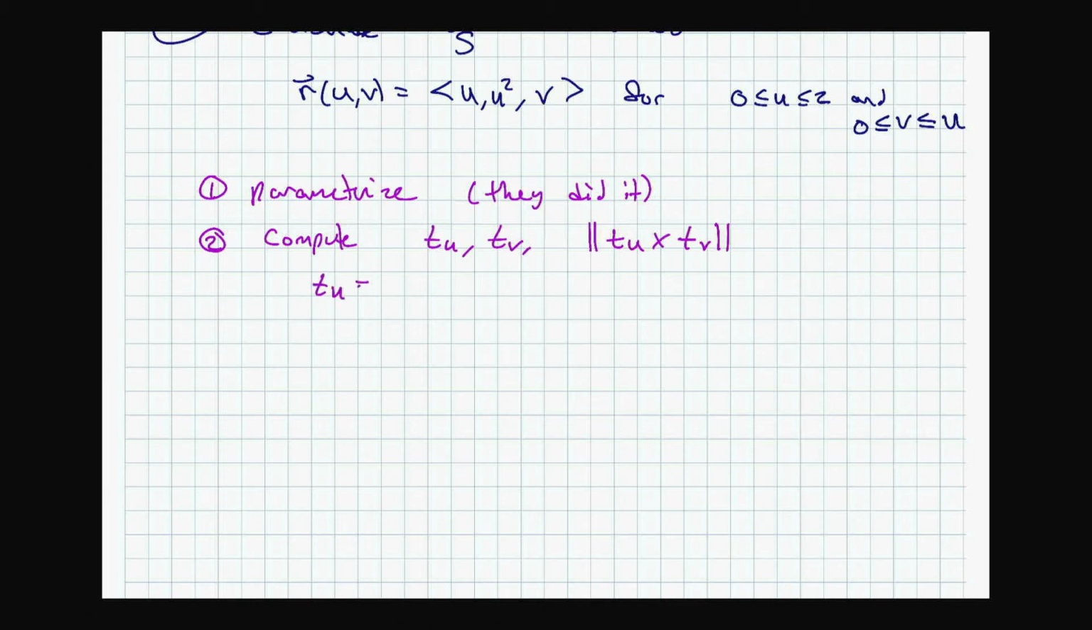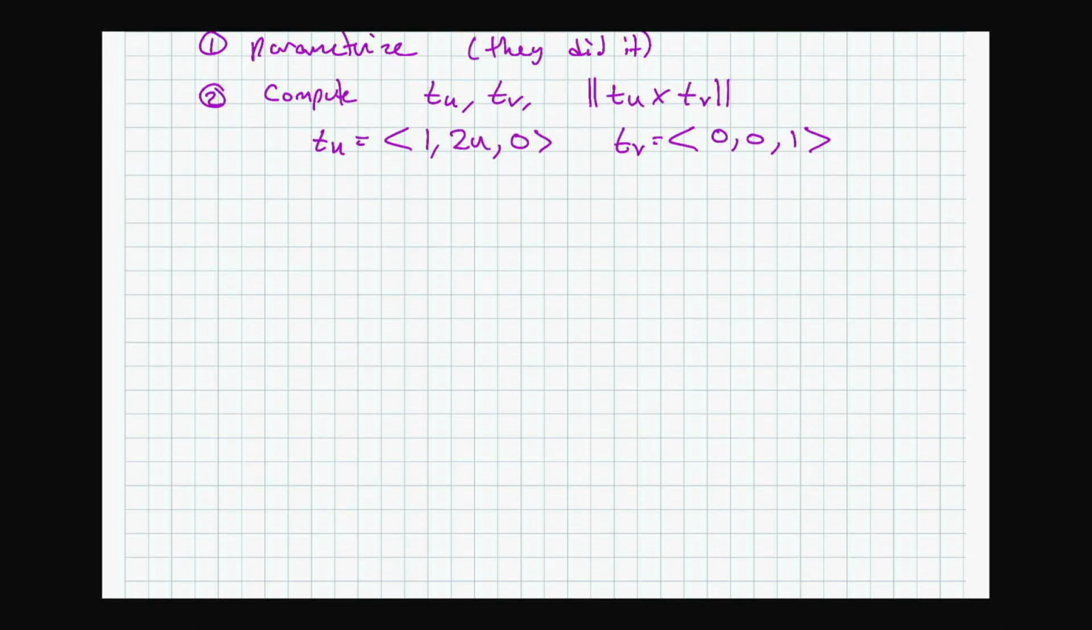So we got T_u. So you've got your components here, your X, your Y, and your Z components, and T_u is going to be the partial with respect to u of all those things. So the partial with respect to u of u, of course, is 1. The partial with respect to u of u squared is going to be 2u. Partial with respect to u of v is going to be 0. Then we've got T_v, where this is going to be 0, this is going to be 0, and this is going to be 1. So we're just going to get 0, 0, 1 for T_v.